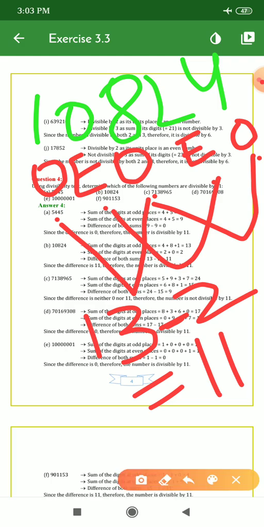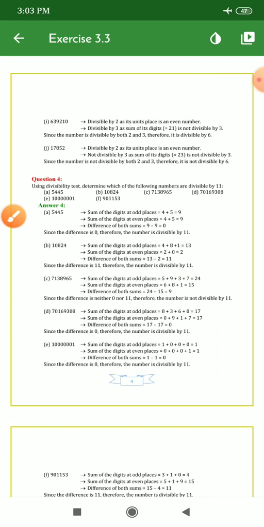It will be divisible by 11, since the difference is divisible by 11. Okay, because if your answer is 0 or 11, then it is divisible by 11. Okay, same way you can do this number.